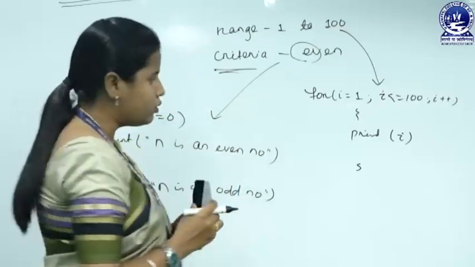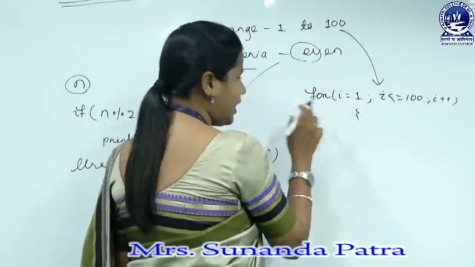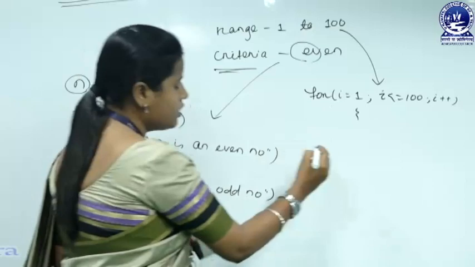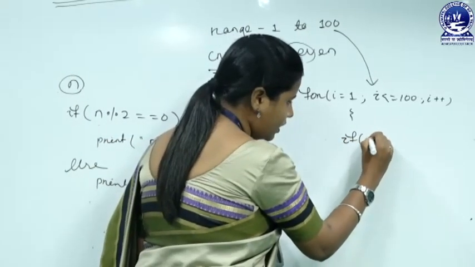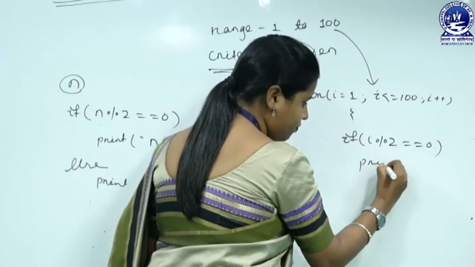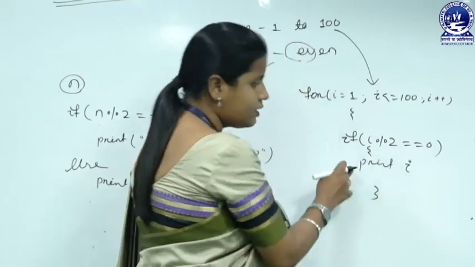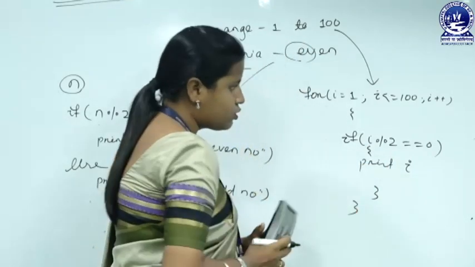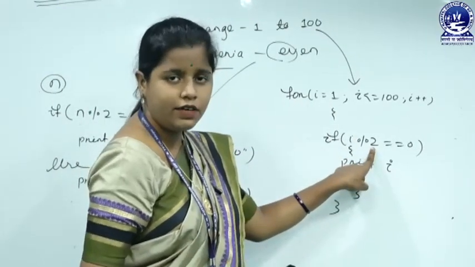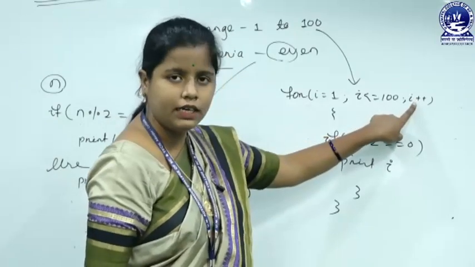So, what can I do? I will go for the range 1 to 100, and to check whether i is an even number or not, this is the code. Here I can write: if i modulo 2 equals 0, then print i. So, this is the code, and now close. So, what will be printed? Is 1 modulo 2 equal to 0? No, it evaluates as false, then it will go to here, and from here i gets incremented.